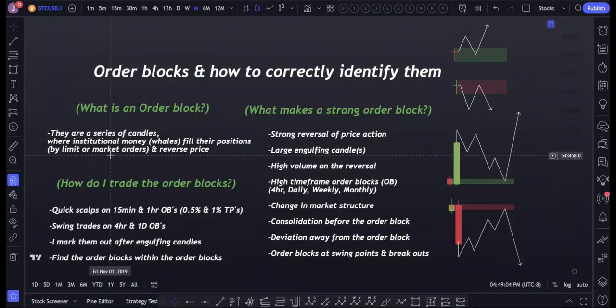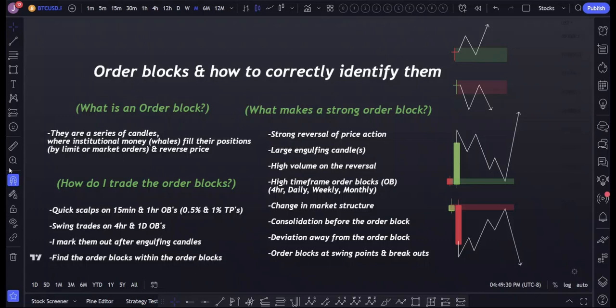So they are a series of candles where institutional money, whales, fill their position by limit or market orders and reverse the price. How I trade these order blocks: when I want to scalp trade and I don't see a higher time frame setup, I can look for the 15 minute to the 1 hour order blocks for about 0.5% to 1% take profit, and then I'm putting my stop loss at entry and letting the rest run to my next target.